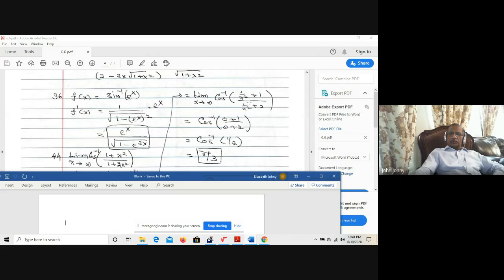That is equal to limit x approaches infinity, cos inverse 1 over x square plus 1 divided by 1 over x square plus 2. When x is infinity, 1 over x square is 1 over infinity, which is 0. So these two terms are 0. You get cos inverse 1 half, and cos inverse 1 half is pi over 3.